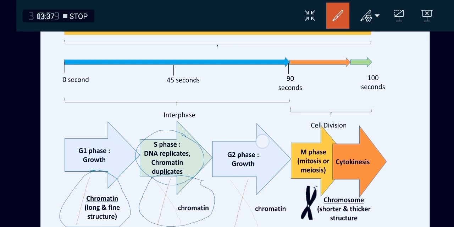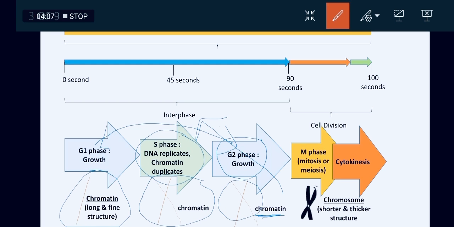Next phase, G2. Don't worry about this phase because it is similar, basically a repetition of G1, with growth of the cell. Now I want you to pay attention to this structure again. It is still called chromatin, because all these three phases are under interphase, and the structure remains in the shape of X.